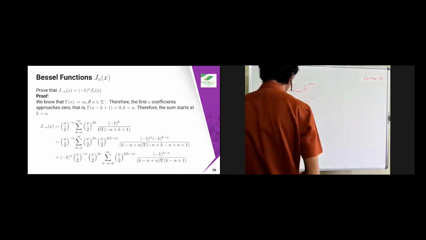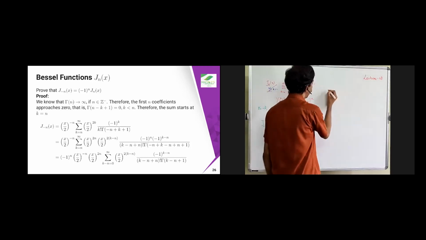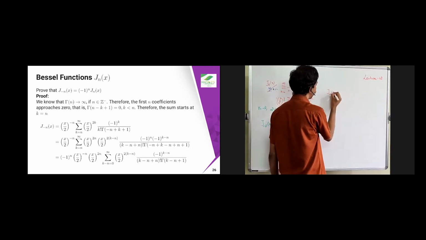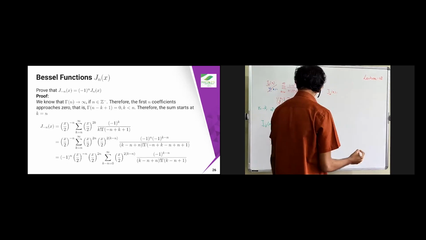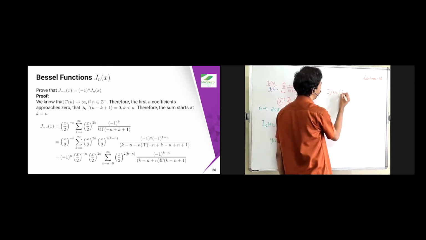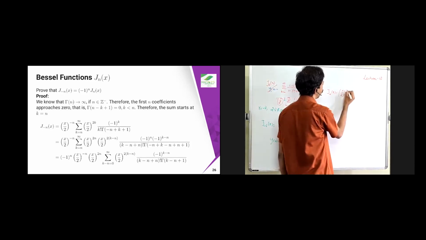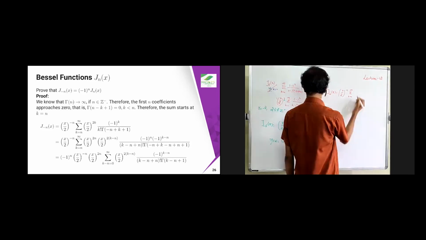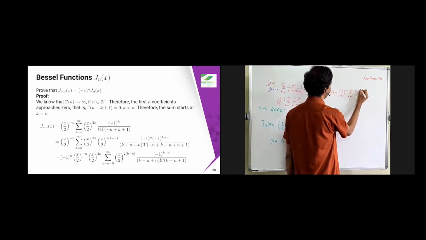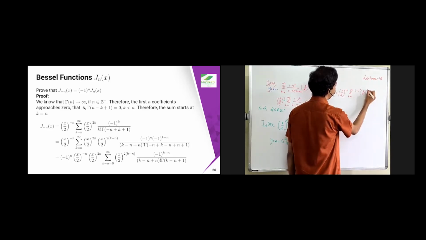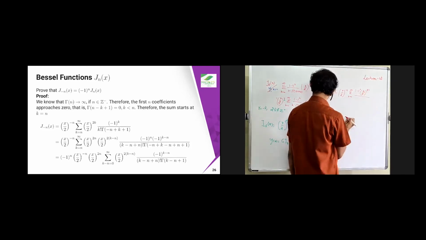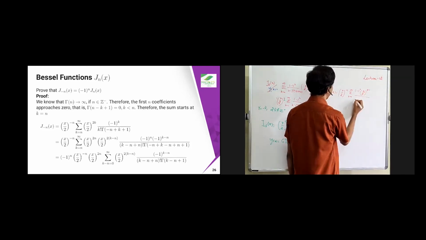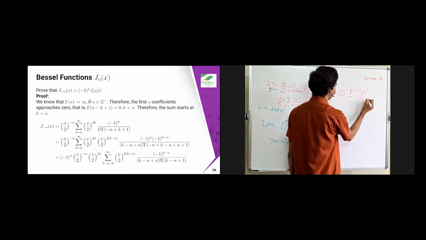Okay, so let us give this J minus n of x. So J minus n of x, as per the definition, I have (x/2) power minus n, summation k equal to 0 to infinity, (minus 1) power k, (x/2) power 2k, divided by k factorial into gamma of minus n plus k plus 1.